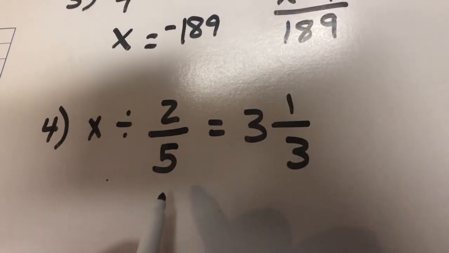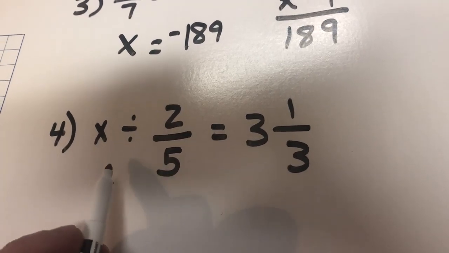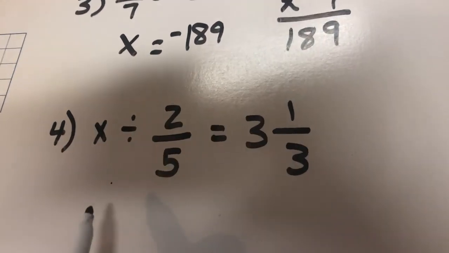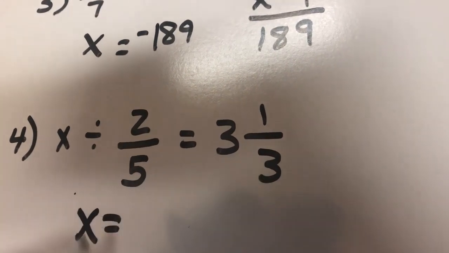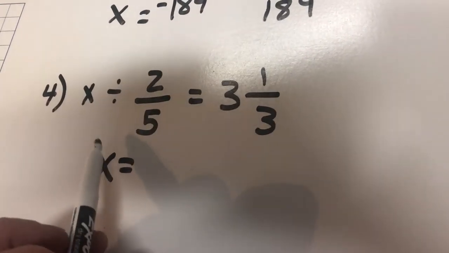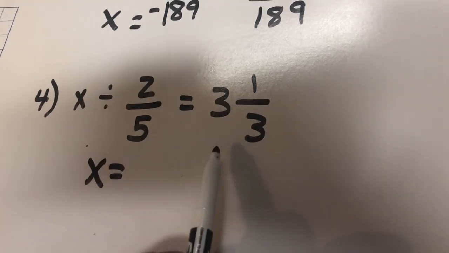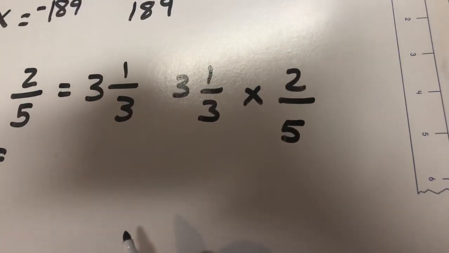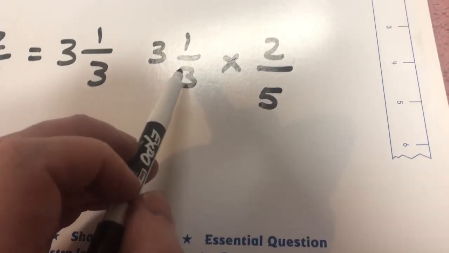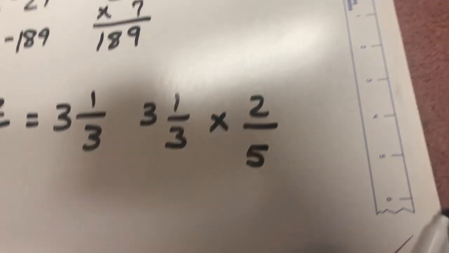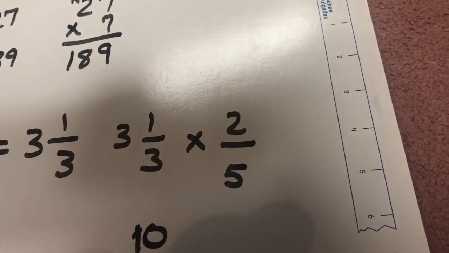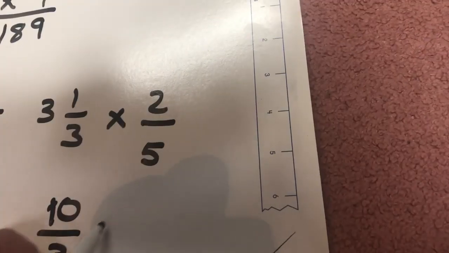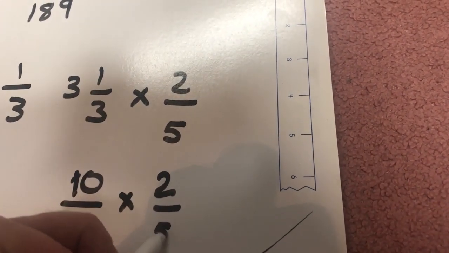Well, I'm going to multiply everything by 2/5. Whatever x divided by 2/5 is, if I multiply whatever that answer is by 2/5, I end up with x. Which is why I have to come over here, because as we've said before, whatever I do to one side of the equation, I have to do to the other. So I'm going to have 3 1/3, and I'm going to multiply that by 2/5. Now, we know the rules of multiplying fractions. Everything has to become a fraction. 3 times 3 is 9, plus 1 is 10. So that's going to become 10 over 3.